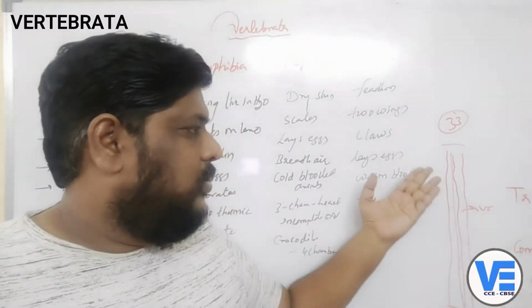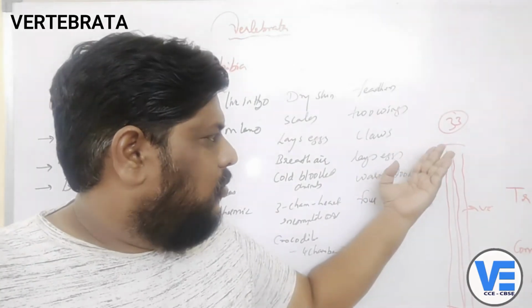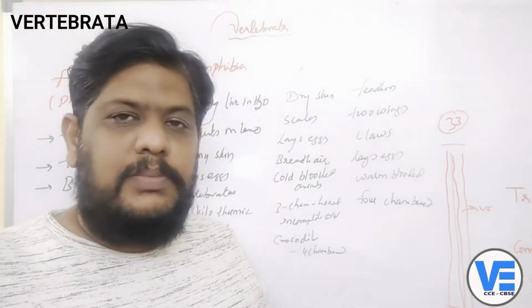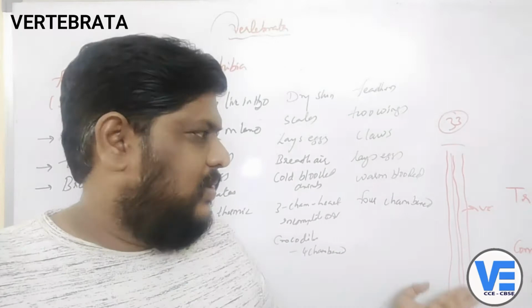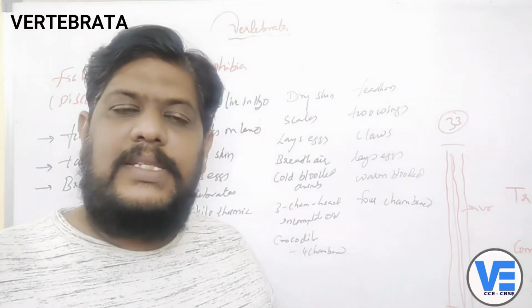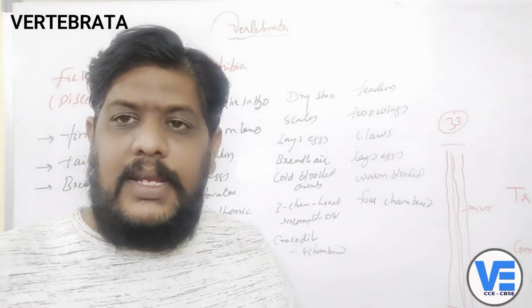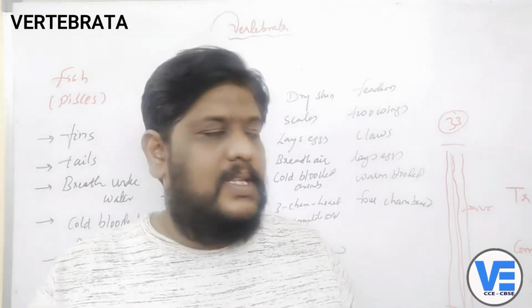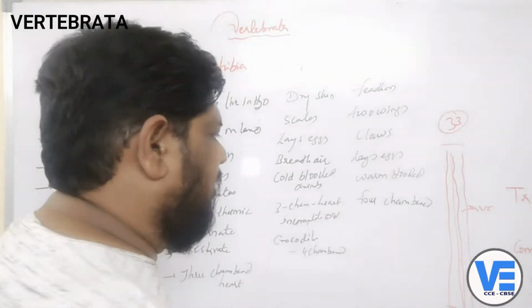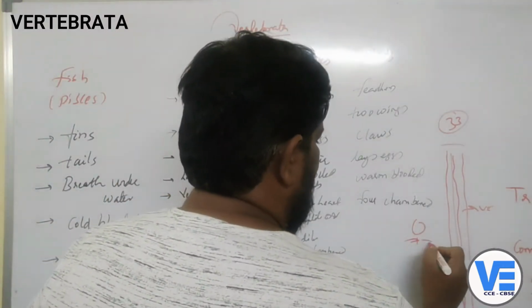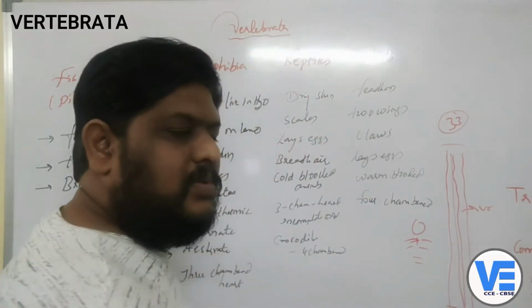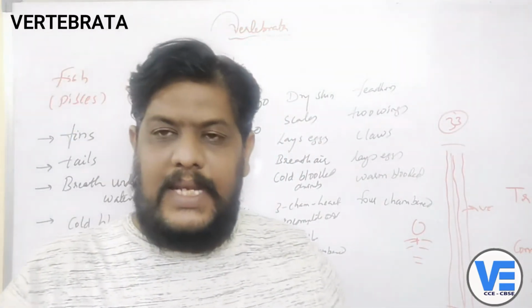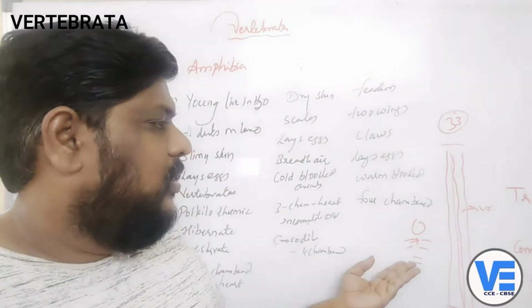Same way, the proper vertebral column is present in the vertebrates, right? Vertebral column. So that's why we call them the vertebrates. And definitely what these animals will have is the inner skeleton. So you can see the skeleton of the organisms, right? They will have the inner skeleton. That inner skeleton will be in a proper way.